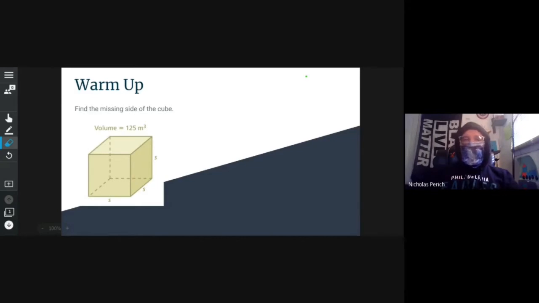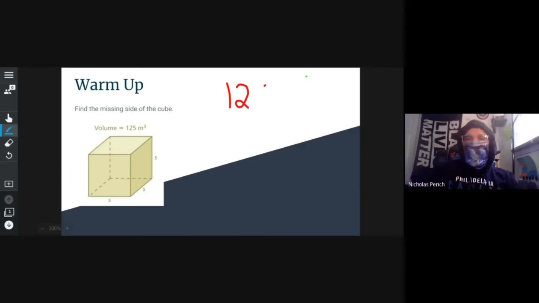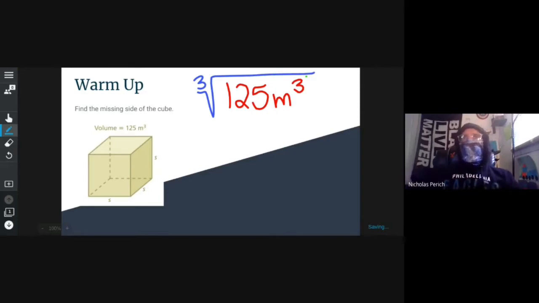Anyway, we have a problem here and it says find the missing side of the cube. It gives us the volume of 125 meters cubed. In order to find the missing side of a cube, if given the volume, you take that volume, 125 meters cubed, and you cube root it. Like so. The cube root of 125 means what times itself three times is 125? Five. What times itself is m cubed? M. And of course, we know that the cube root of a cube just cancels each other out.